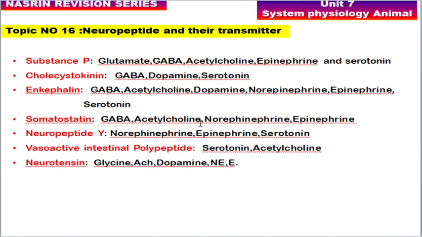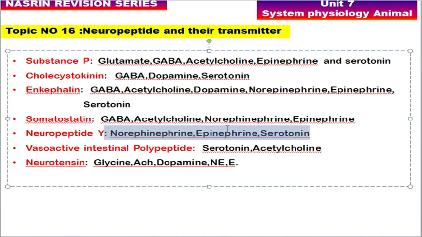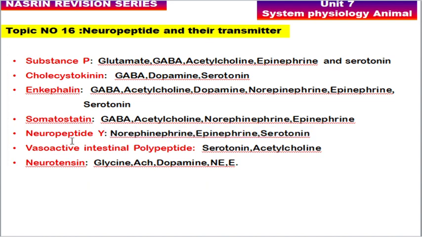Next, GABA, acetylcholine, and norepinephrine will take somatostatin as their neuropeptide. Next, norepinephrine and serotonin will take neuropeptide Y as their neuropeptide. Next, vasoactive intestinal polypeptide will help serotonin and acetylcholine, and neurotensin is a neuropeptide which will help or supplement the action of the neurotransmitters glycine, acetylcholine, dopamine, norepinephrine and epinephrine.